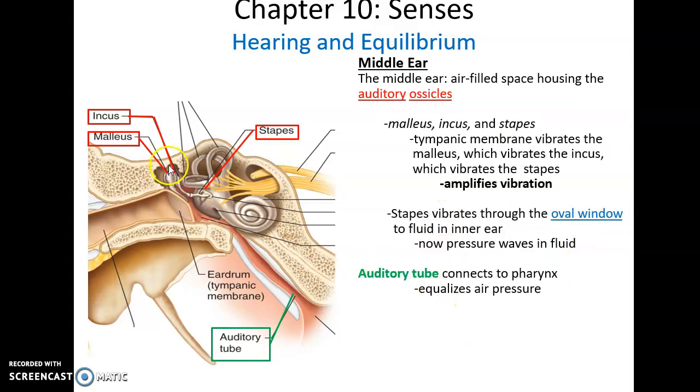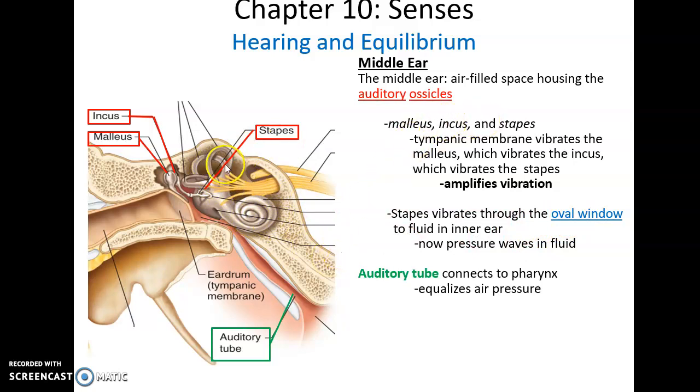All right, the three auditory ossicles are the malleus, incus, and stapes. So when the tympanic membrane vibrates, it causes the malleus to vibrate. Malleus then causes the incus to vibrate. Incus causes the stapes to vibrate. And then the stapes pushes into a membrane structure called the oval window that leads to the inner ear.